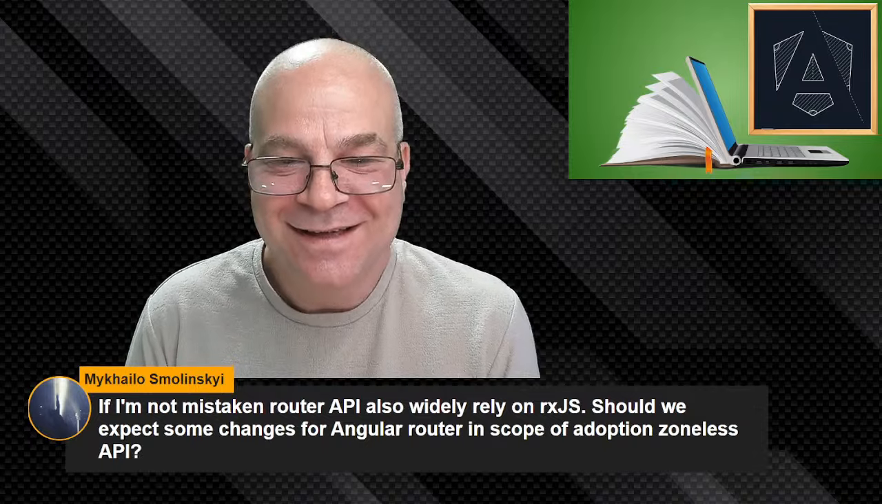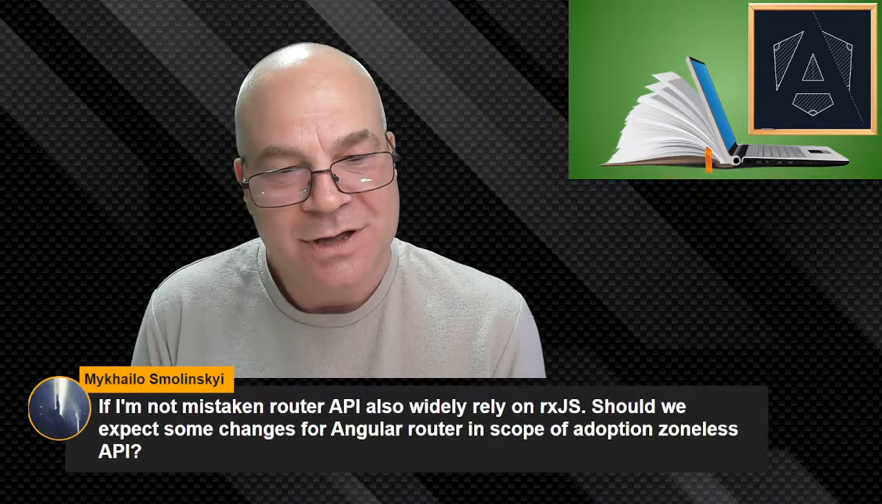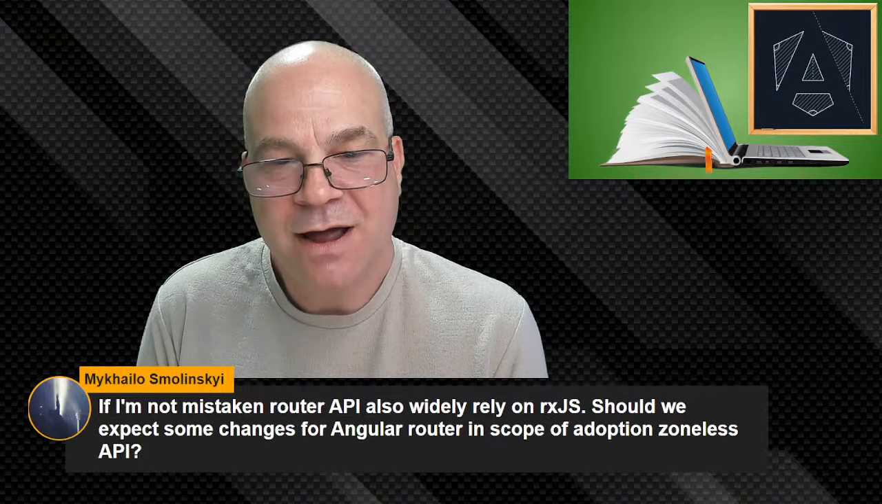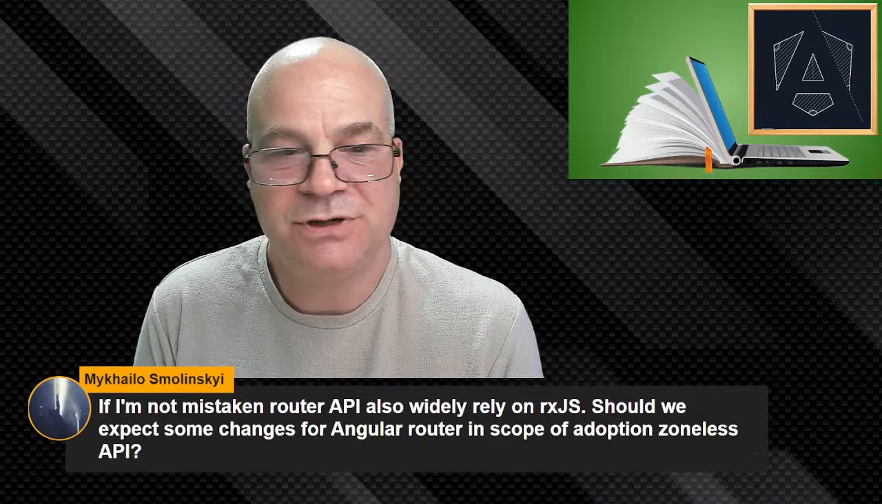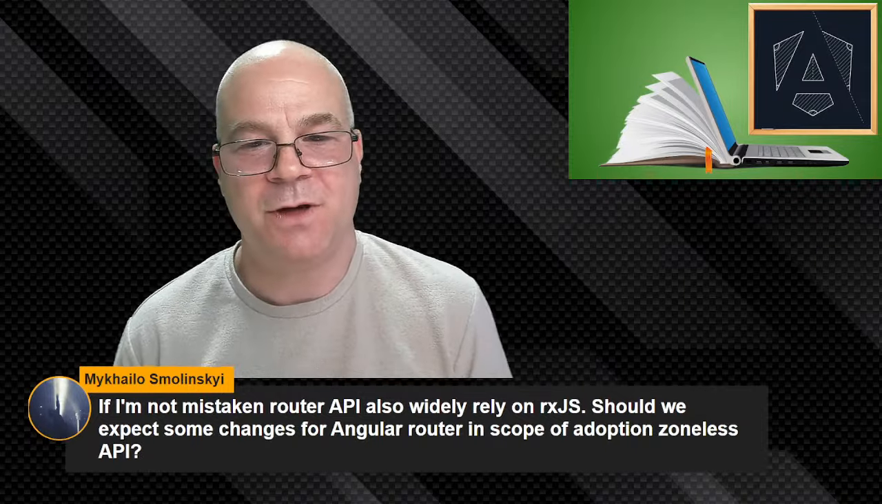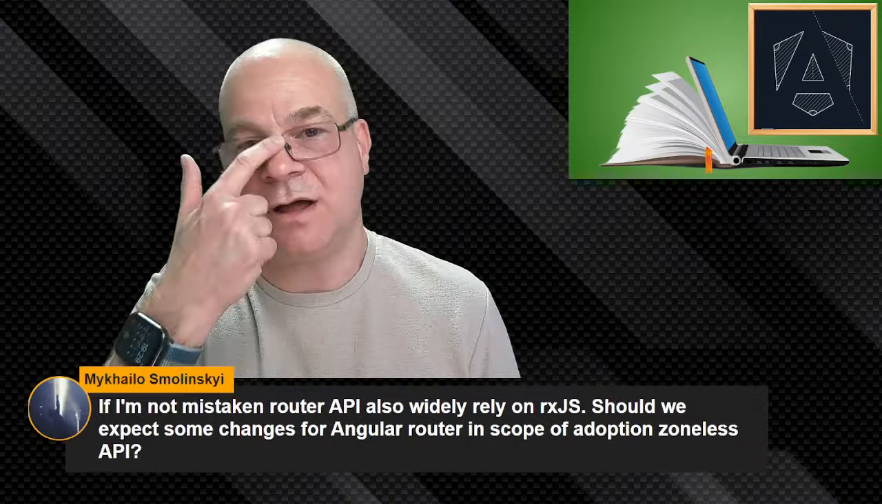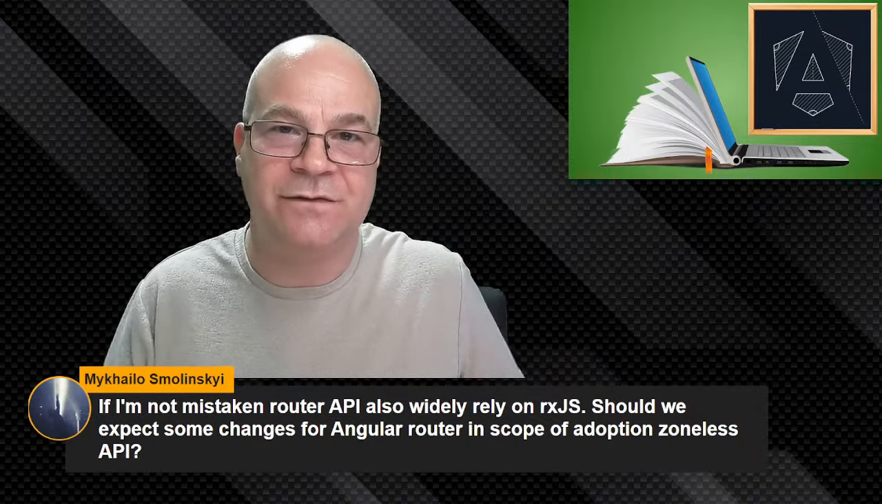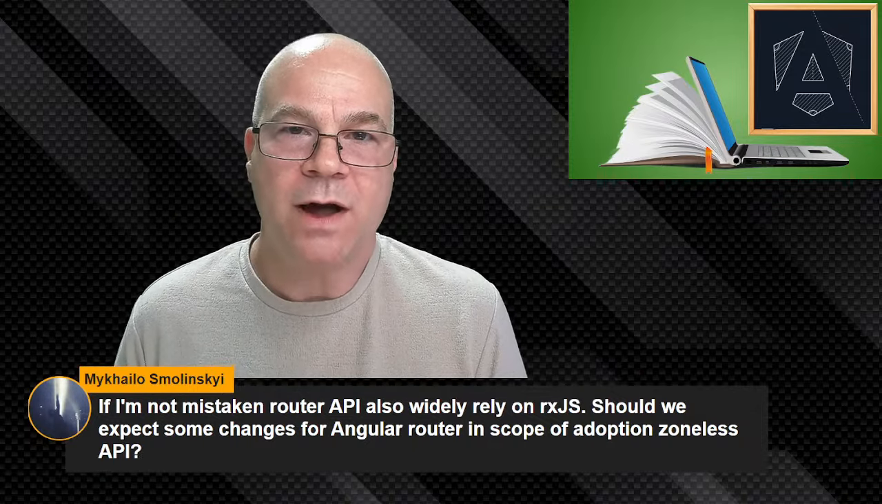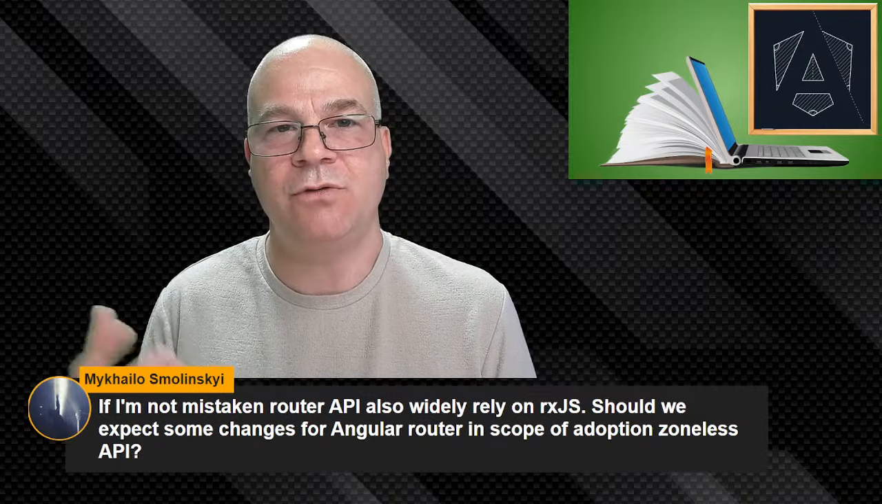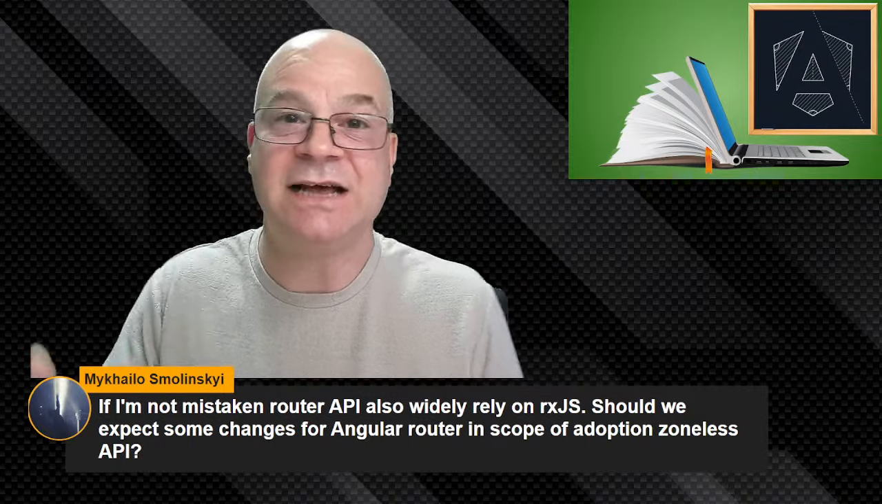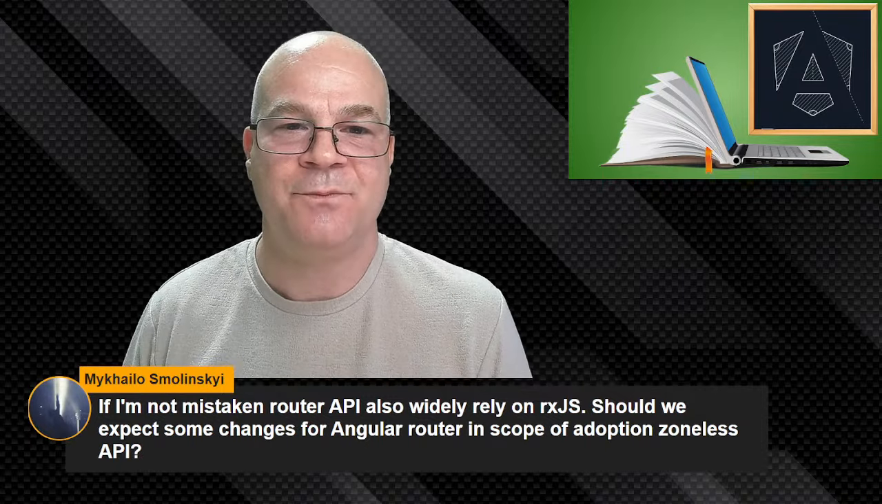Thanks for the remarks. So should we expect some changes for Angular router in the scope of adoption of the zoneless API? I'm not quite sure about it. It's true that the router relies on RxJS. It's a reactive router, but quite a lot of the router functionality has actually moved to signals.